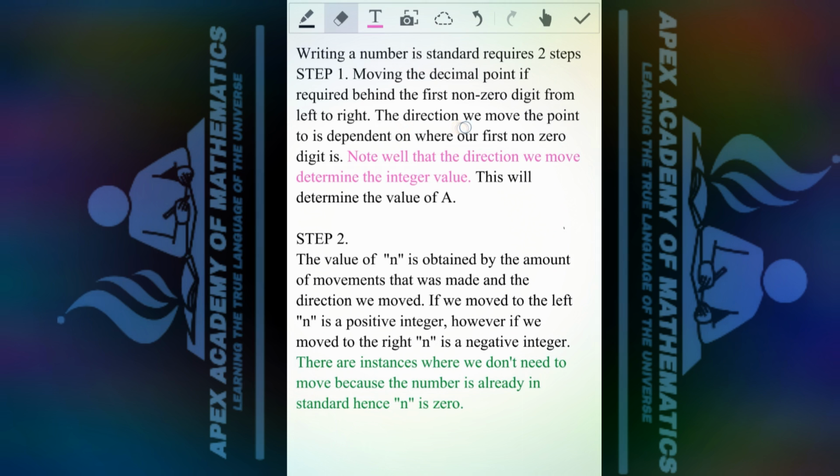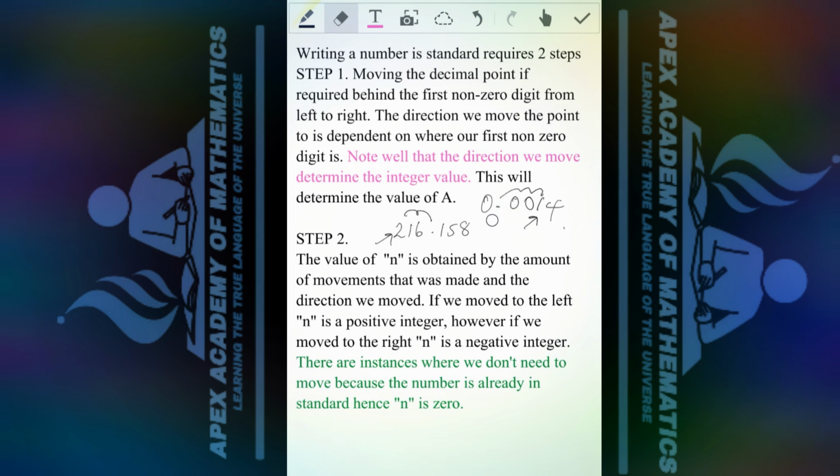Now the direction we move the point is dependent on where our first non-zero digit is. Sometimes we may have a number like, say for example 0.0014, our first non-zero digit is the 1, or we may have a number like 216.158, our first non-zero digit is 2. So the direction we move our point is dependent on where our first non-zero digit is.